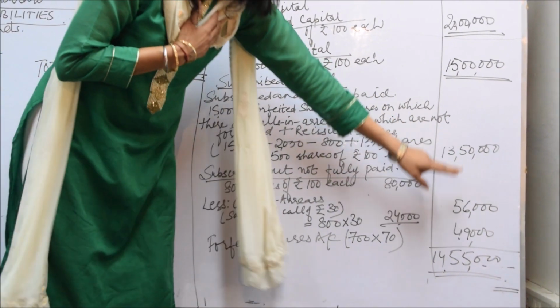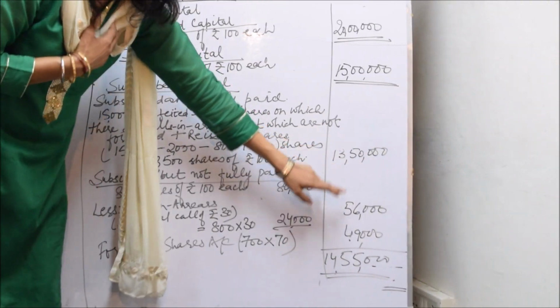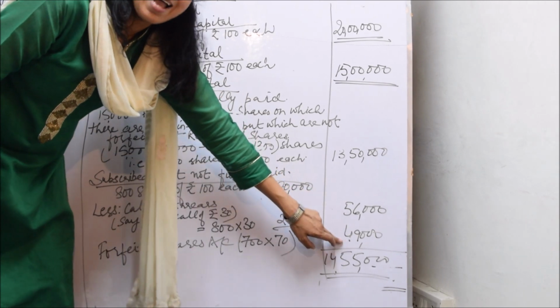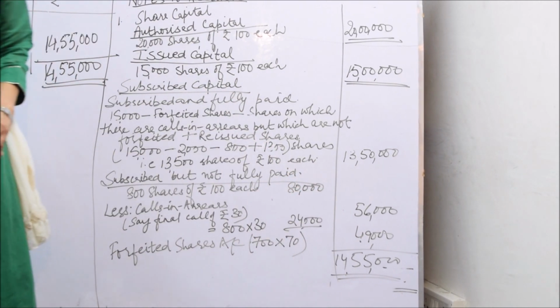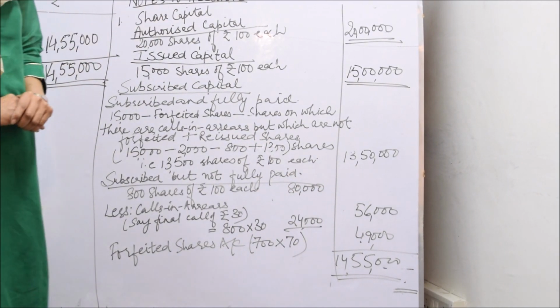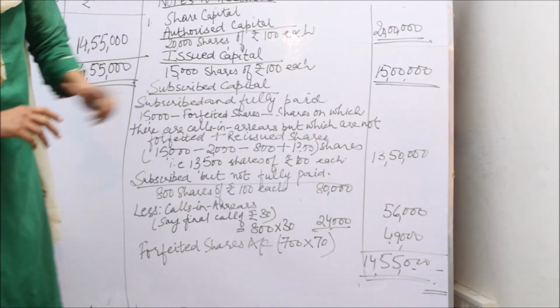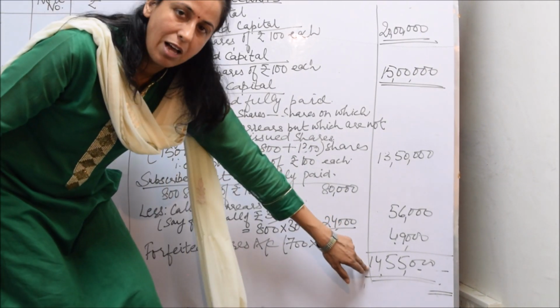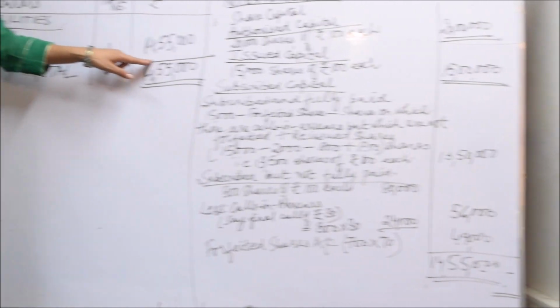So now we add up three amounts: subscribed and fully paid, subscribed but not fully paid, and forfeited shares account balance. And this is how we get the total paid up capital, which is the actual liability, and this amount 14,55,000 will appear in the balance sheet.